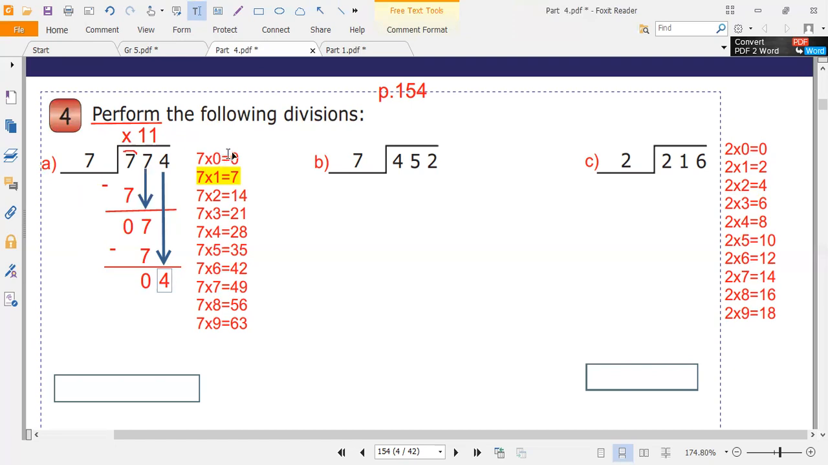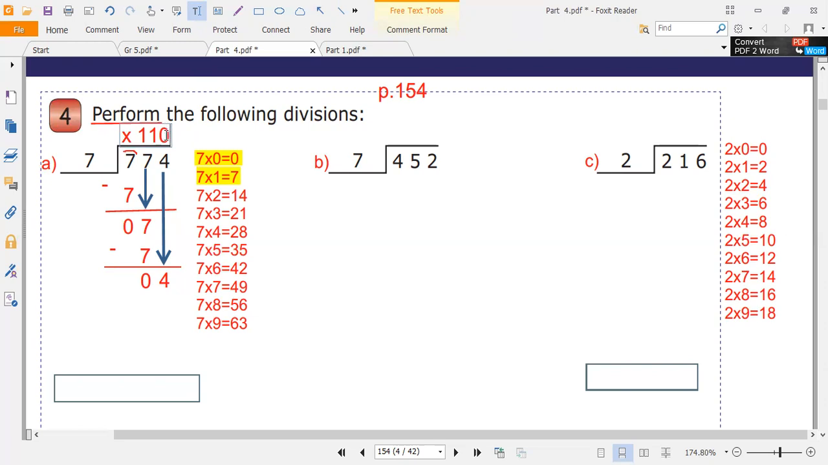Now look at the 7 table, the table of 7. Look, what number times 7 equals 4, or a number smaller and nearest to 4? It is 0. We cannot take 7 because 7 is greater than 4. So the answer is 0. 7 times 0 equals 0. So we write 0 here in the quotient next to 1.